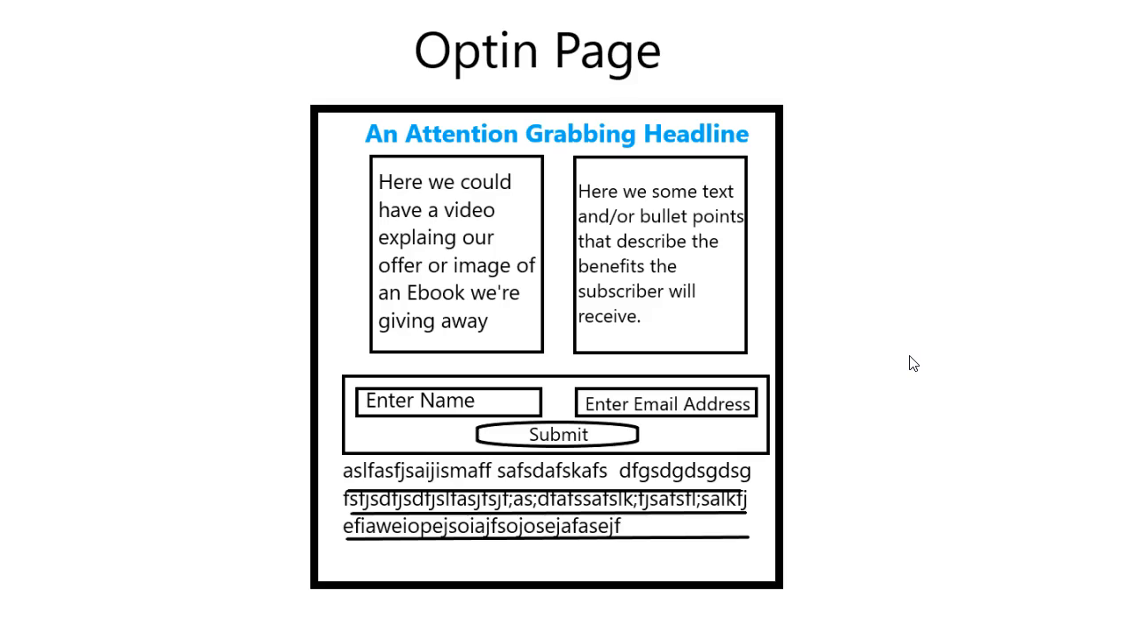And split testing is simply when you change something on your page, like your headline or maybe your bullet points, just to see if you can get a better conversion rate by using, say, a different headline or different bullet points. Now when you do this, you don't want to change more than one thing at a time. You want to test one thing at a time.